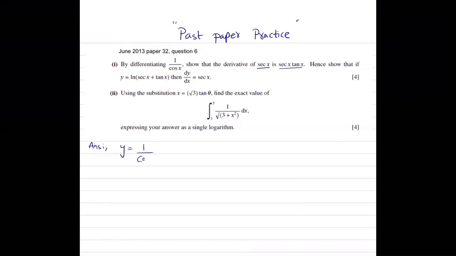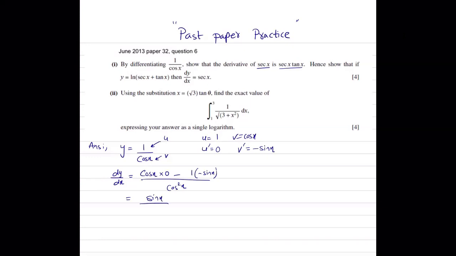So the function is 1 upon cos x. This is your u, this is your v. If I want to differentiate this, I'm going to apply the quotient rule. u is 1, v is cos x, u prime is the differentiation of 1, which is 0, and the differentiation of cos x is minus sin x. So vu prime minus uv prime over v square.